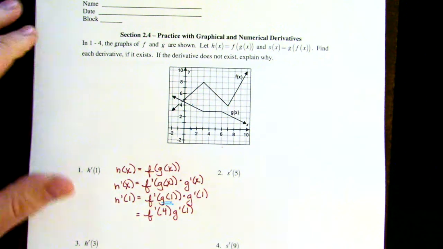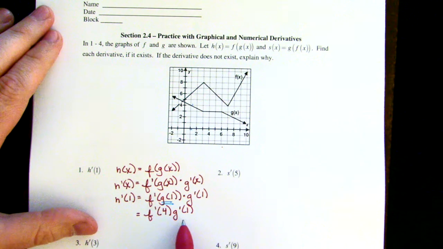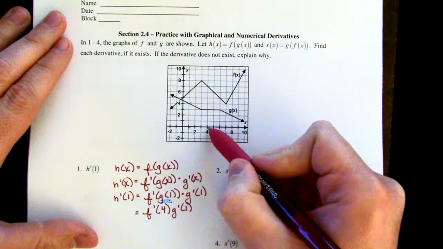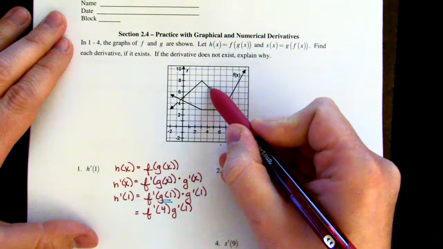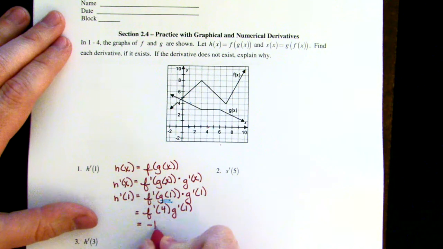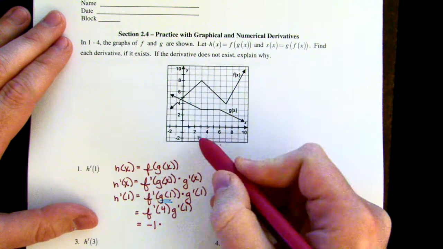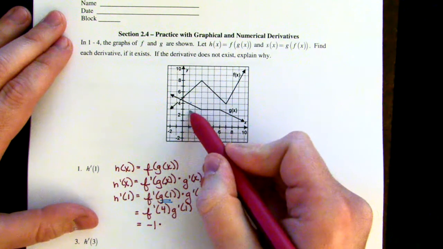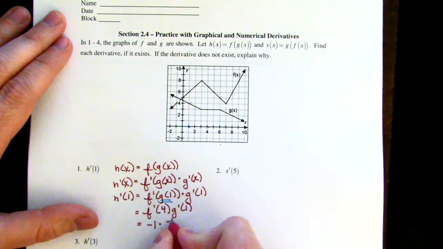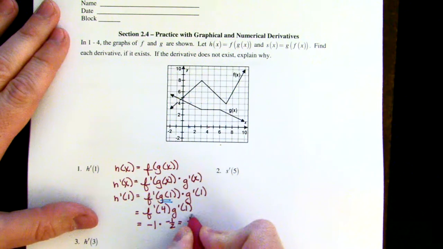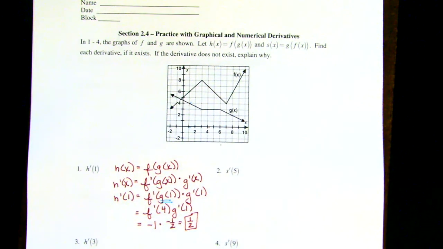Okay. Well, to find f prime of 4 and g prime of 1, you need to find the slope on the graph that we're looking at. F prime of 4 means when x equals 4, tell me the slope on the f function. Looks to me like that slope is -1. G prime of 1 means tell me the slope on the g function when x equals 1. I think that slope looks like down 1 over 2. That looks like -1/2. So -1 times -1/2 will give us +1/2.